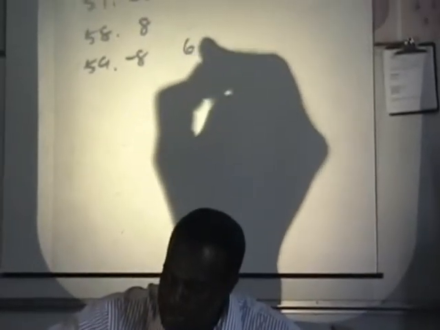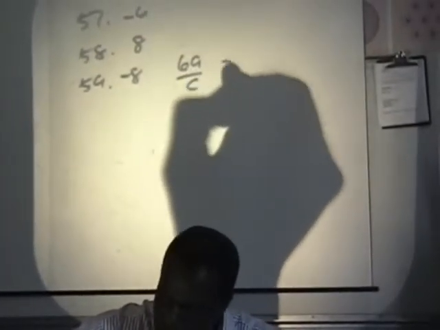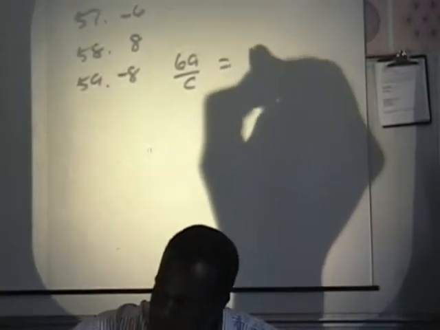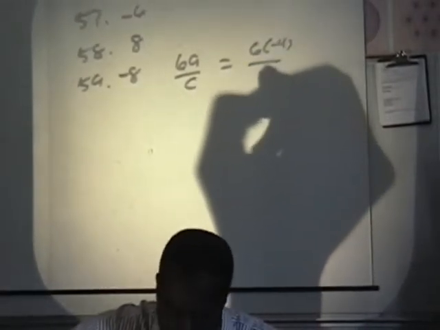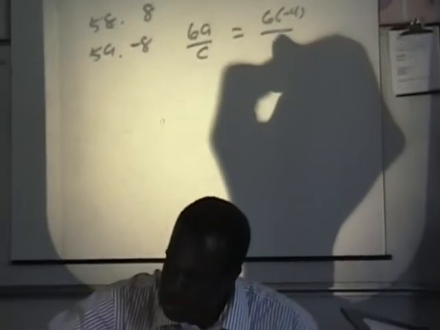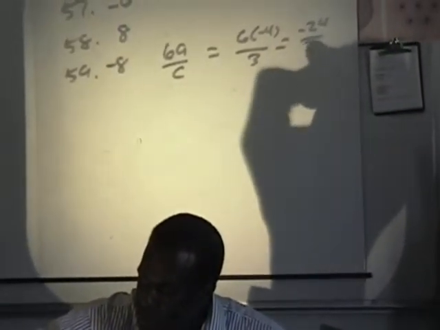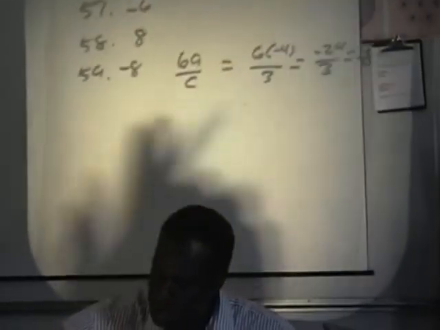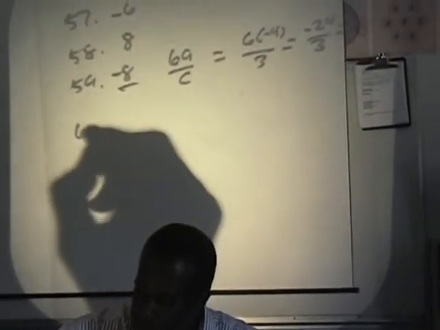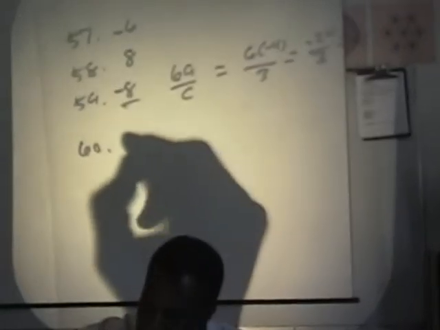Now, how to get that? That'll be 6a divided by c. What is a? 6 times negative 4 over, and what is c? C is 3, so 6 times negative 4 is a negative 24 divided by 3, which is a negative 8. Okay? And number 60, the last problem, you should have negative 1.